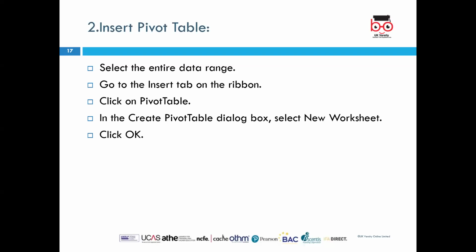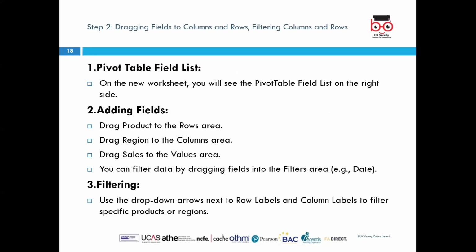Now we have to insert our pivot table. So we use the functions to select the entire data range. Then we go to the Insert tab on the ribbon, and we select PivotTable in order for us to create our first table.